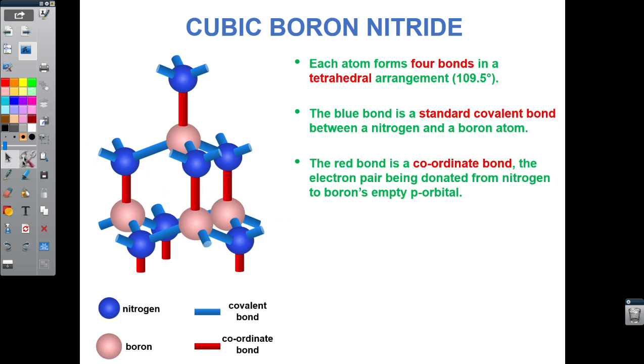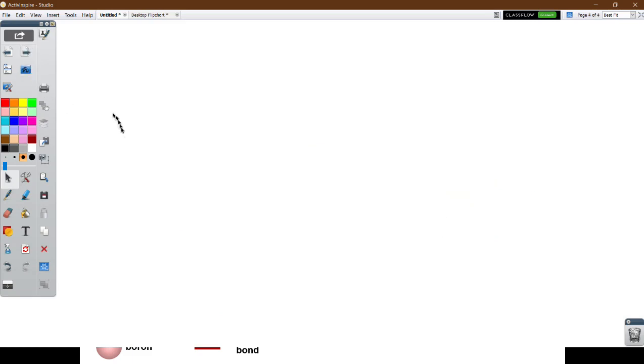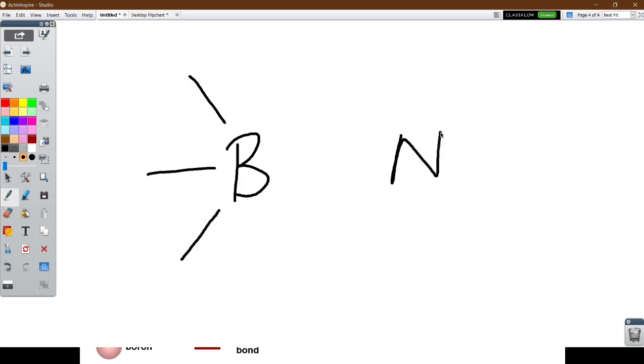Because if you think about it, and I might be going into this a little bit too deeply, boron is capable of forming, as we mentioned a second ago, 3 covalent bonds with its 3 outer electrons. Whereas nitrogen is also capable of forming 3 covalent bonds, but it has a lone pair.